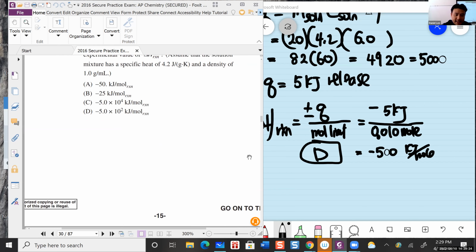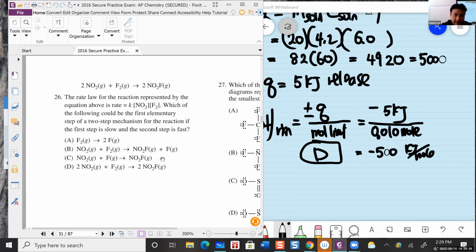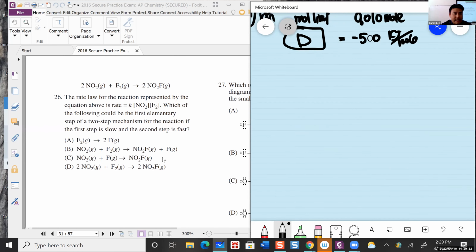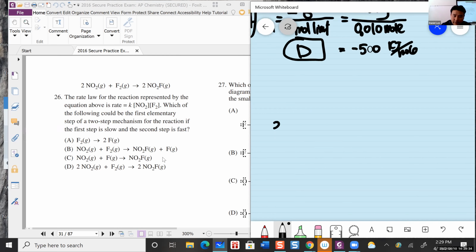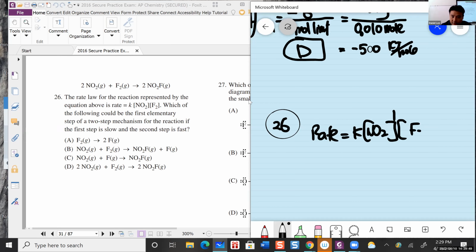Well, let's look at the next one, 26. Okay, 26 looks like kinetics. I know it feels like kinetics because they talk about rate law. It says, for the reaction represented by the equation, we're told that the reaction is first order for both NO2 and for F2. Which could be the first elementary step for the two-step mechanism if the first step is slow? So what is the slow step?